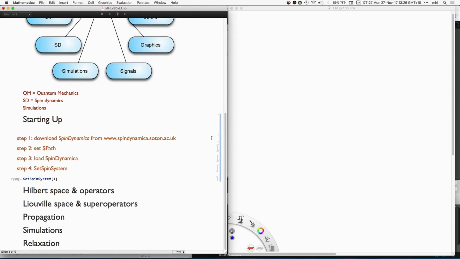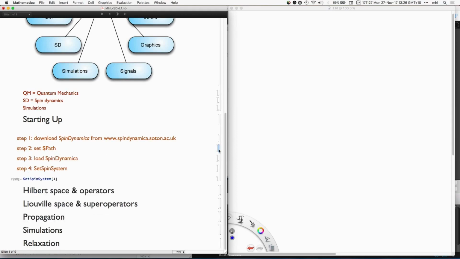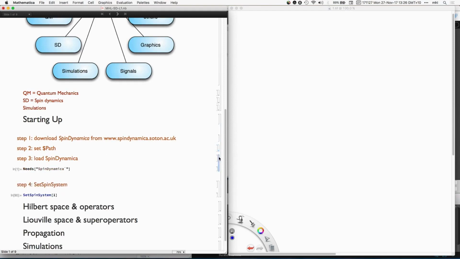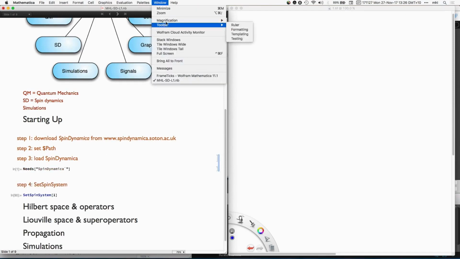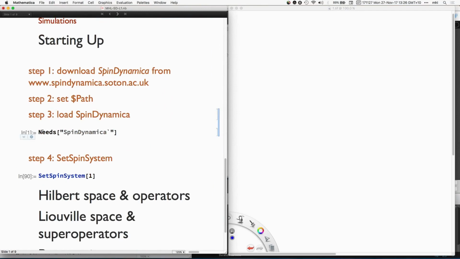If you download SpinDynamica, then you need to follow the instructions of just how to set that up. You download the package from the SpinDynamica website. As explained in the documentation, you have to tell your computer where the SpinDynamica directory is. There's a particular way of doing that, which I'm not going to cover because that's in the documentation. Having told the computer where SpinDynamica is, you can then load it, which is done through this routine here. Needs is a Mathematica instruction which calls in a package if it's not already been loaded.